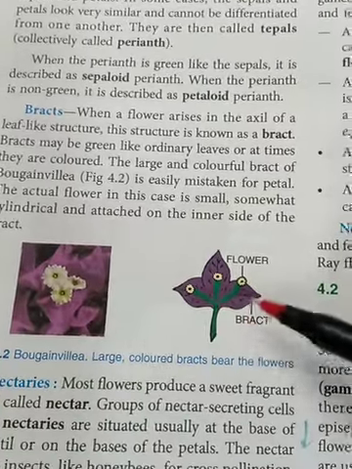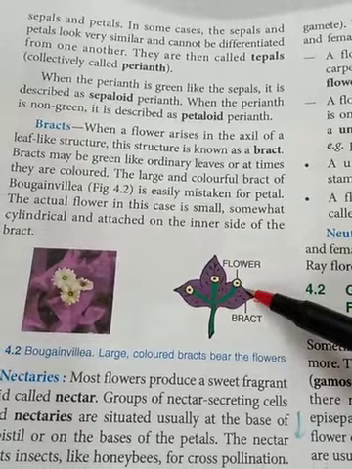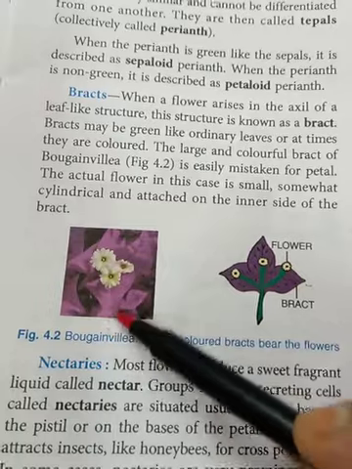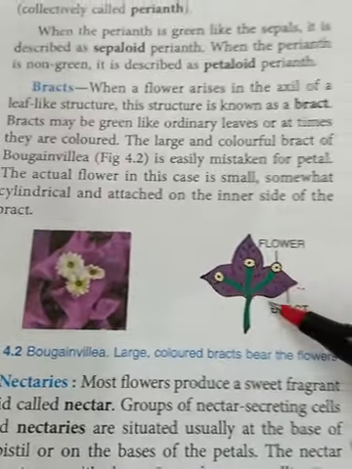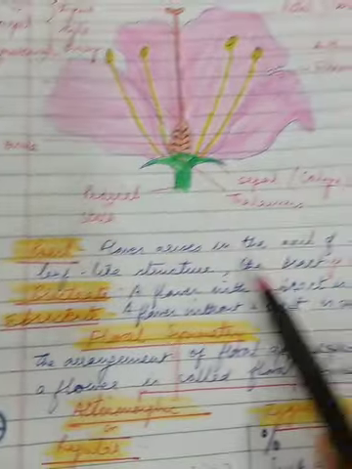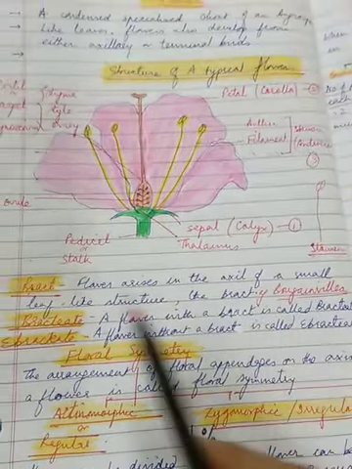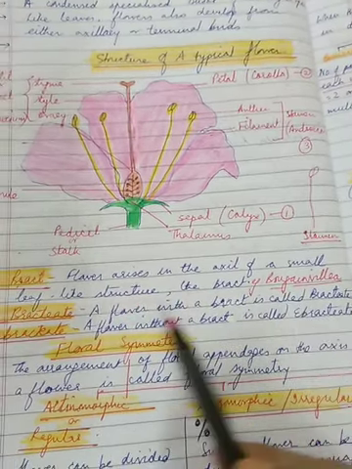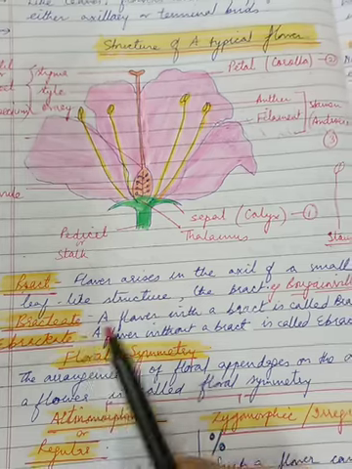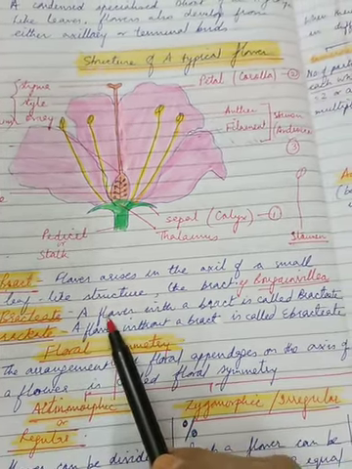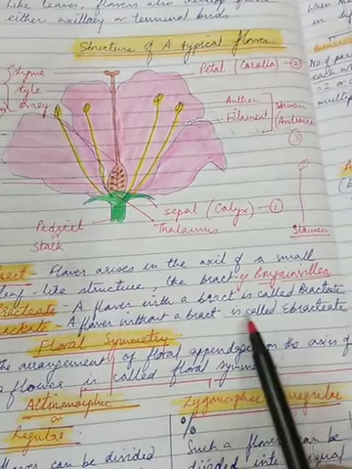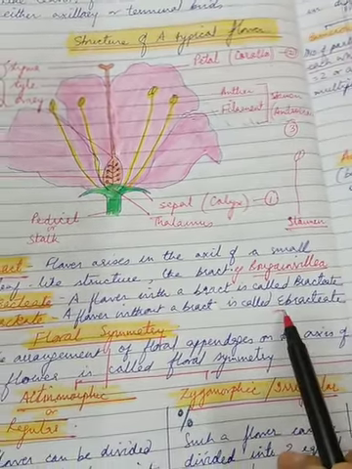So sometimes when the flowers are very small and inconspicuous, insects cannot note it easily, right? So the surrounding green leaves, they modify into brightly colored structures called bracts. So what is a bract, children, by definition? Flowers arise in the axil of a small leaf-like structure called the bract. Example, bougainvillea. Now those flowers which have a bract, they are called bracteate, right? So flower with a bract is called bracteate, and some flowers, when they do not have a bract, they are called ebracteate. E means without.